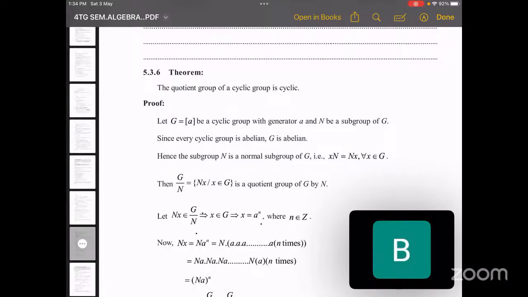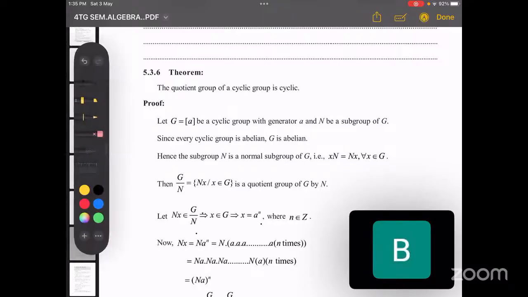Okay, yesterday we saw the topic of the quotient group. After the quotient group, we also saw a theorem: the quotient group of a cyclic group is cyclic. Okay.